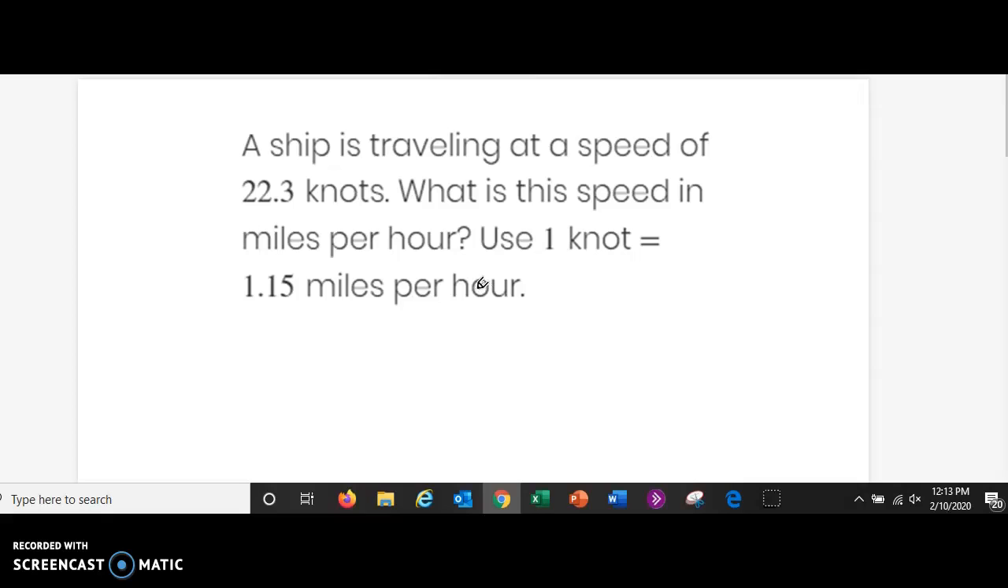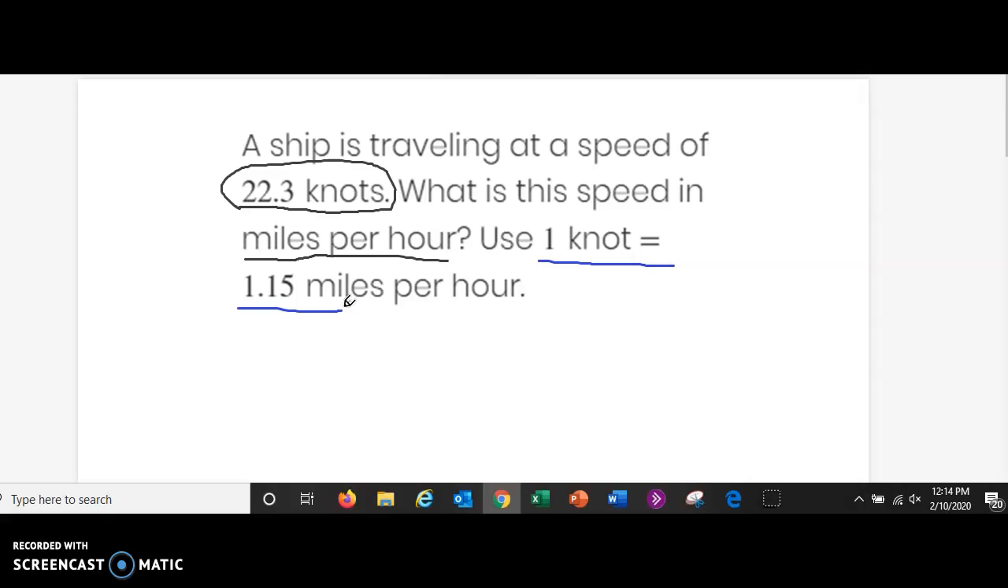So I'm going to reread this problem, let me go through again. It says a ship is traveling at a speed of, important information, I'm going to circle that 22.3 knots. Okay, so what is the speed in miles per hour? So we need to convert the knots to miles per hour. And we're going to use this information that 1 knot equals 1.15 miles per hour.